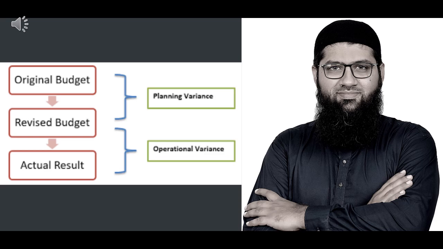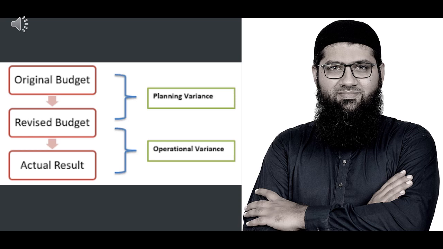What is a planning variance? What is an operating variance? The concept of planning variance is that an original budget is set, but somehow the circumstances change. For example, you had originally budgeted that you will buy 1 kg of material for $10. But now the market circumstances have changed, and you ended up buying the 1 kg of material for $20. So the budget was $10, but we are buying it for $20.